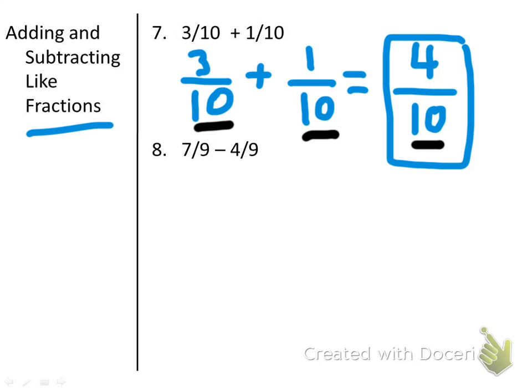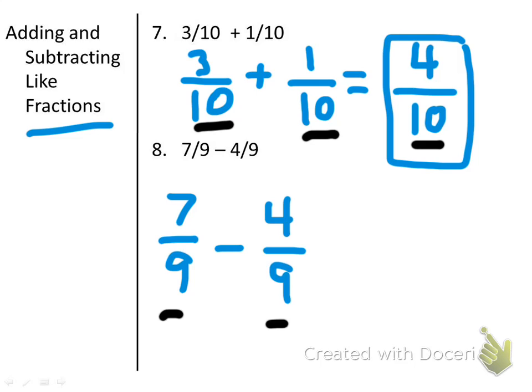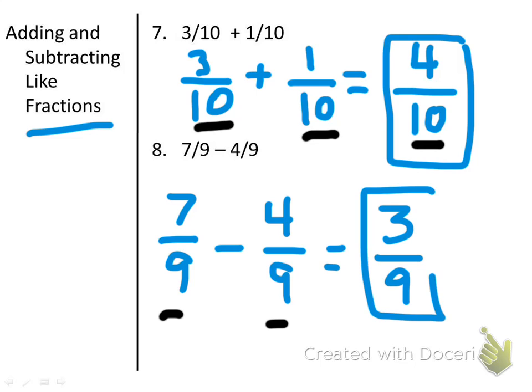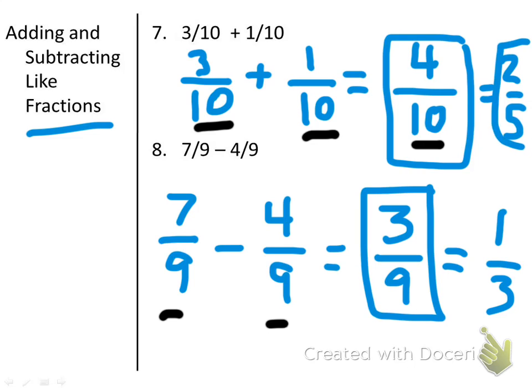Okay, we're going to do the same thing for number 8. So I have 7/9 minus 4/9. Like denominators stay the same. So my denominator is 9. 7 minus 4 is 3. That is correct. Now, could I simplify either of these fractions? Yes, I could simplify. This would become 1/3, and 4/10 would become 2/5. And if the directions say simplify, simplify your fractions.